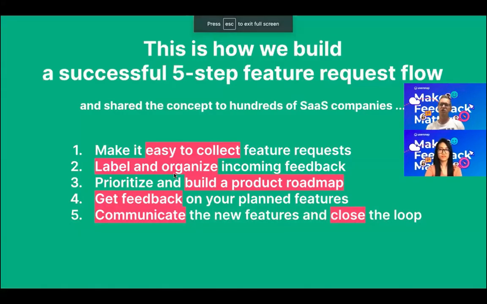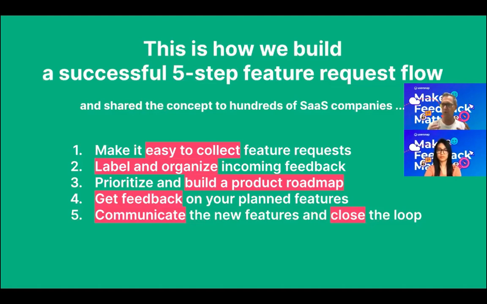In recent years, we changed a lot, and we implemented a 5-step feature request flow and shared it with hundreds of our customers that are SaaS companies. Step 1 is how to make it easy to collect feature requests. Second, we have a lot of feature requests coming in, and we want to prioritize and manage them, so first we have to organize them. Then we prioritize them and can build a product roadmap. That's step 3. Step 4 is we get feedback on the planned features.